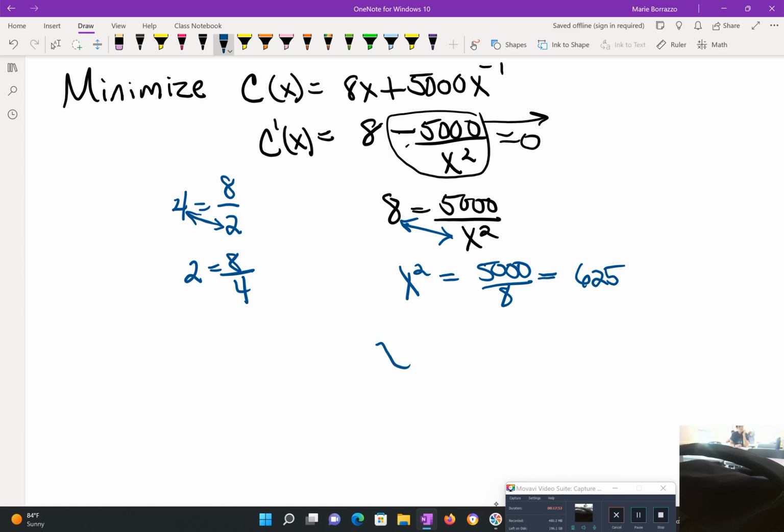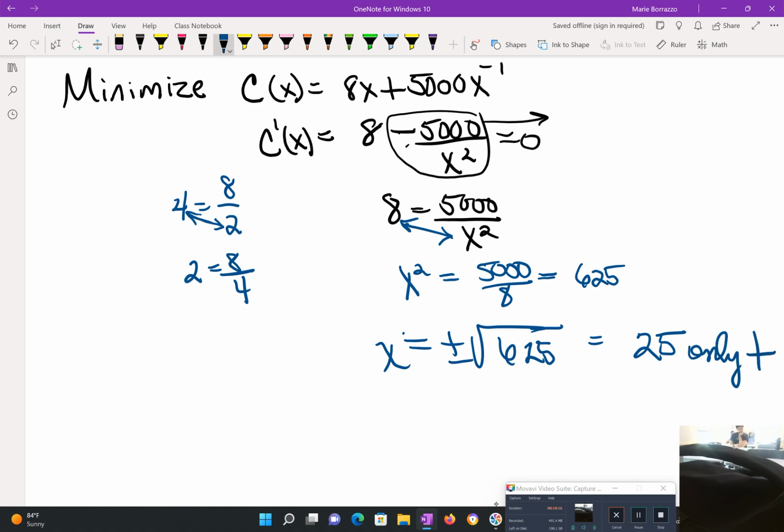So in this case, x is equal to plus or minus square root of 625. But can I have negative distance? No. So forget about the negative. Just know that when you take a square root, it's always plus or minus of that number. We're just going to ignore the negative. And in this case, we know that x is 25, and we only take the plus part of it, the positive.